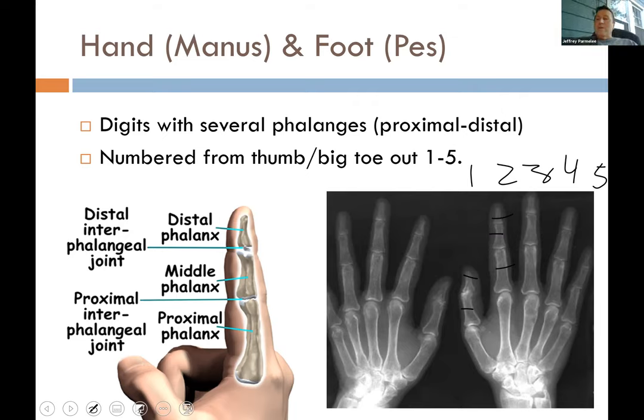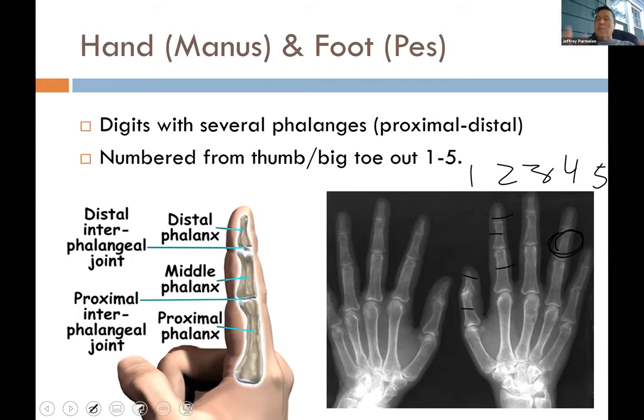So I want you to be able to name, if I tell you any one of these bones, give me the exact name for it. So I'll circle one here. You know it's digit 4, right? So that is the middle phalange of digit 4. And if I ask you, what is the smallest phalange? It'd be the distal phalange of digit 5, which is your smallest one. Okay? What do you think?